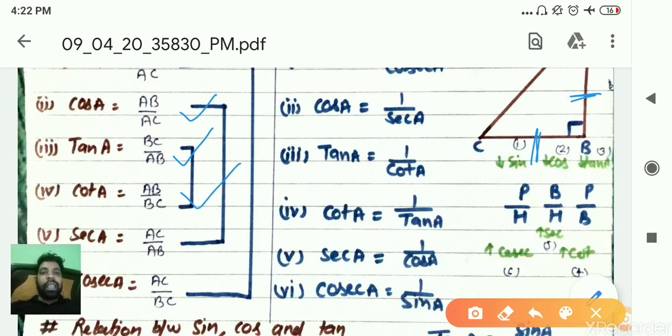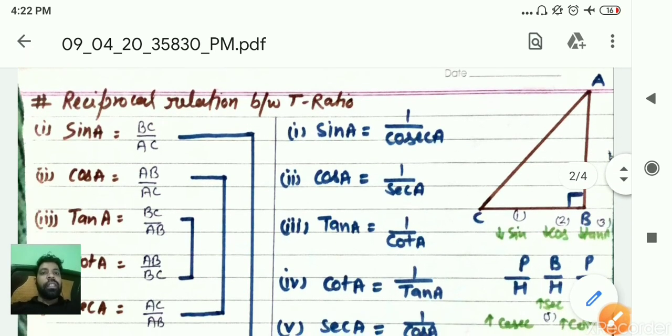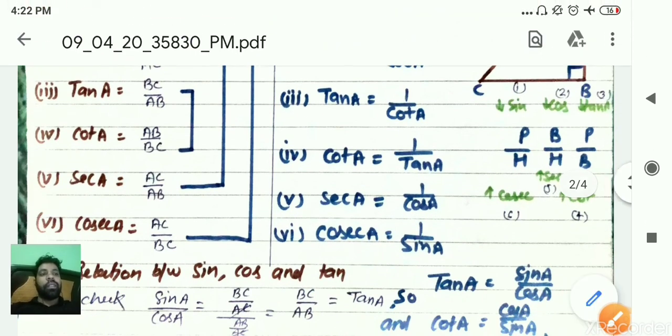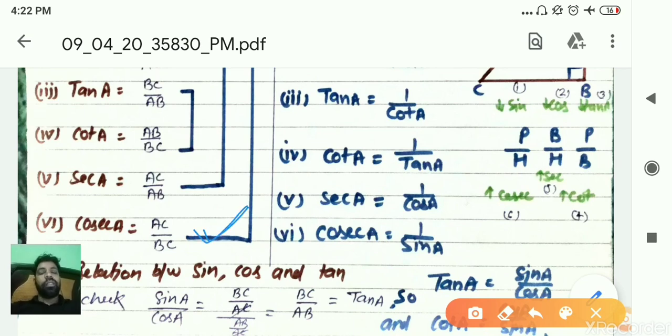Similarly, sec A is the reciprocal of cos A. So you can say cos A is equal to AB upon AC here. So sec A should be equal to AC upon AB here, because cos A and sec A are the reciprocal of each other. Similarly, now you can see that sin A is BC upon AC. So cosec A should be the reciprocal, that means it should be AC upon BC.